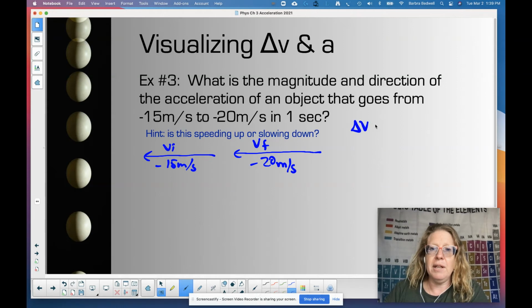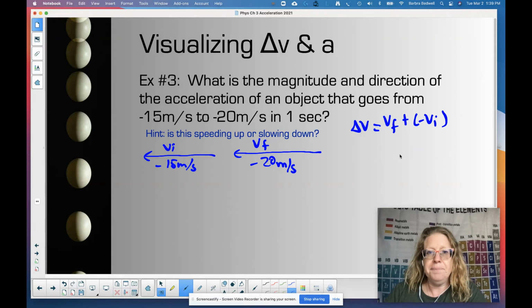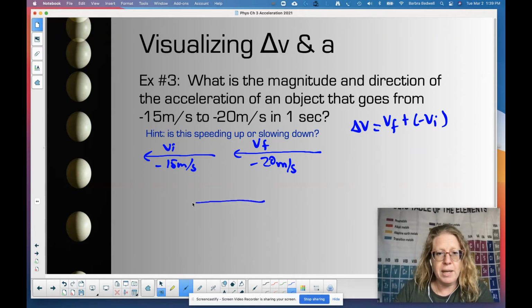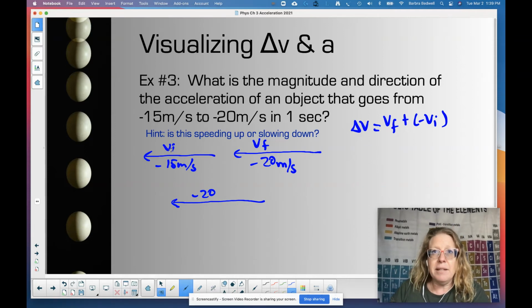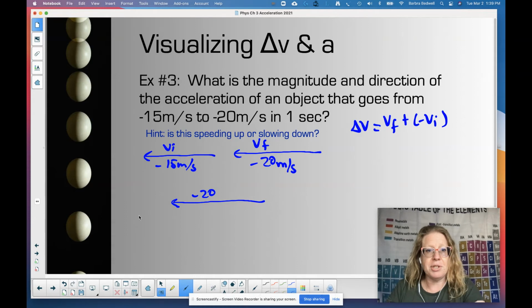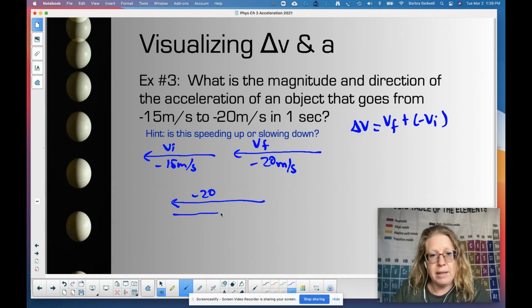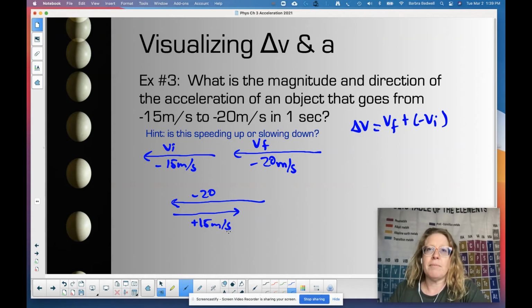So if we're going to do delta V, we have to do VF plus negative VI. Okay, so VF goes this way. There's our negative 20. And then VI, we're going to add it tip to tail, and we're going to flip the direction of it. So now we're going to go back this way, 15. So we're going to make this plus 15 meters per second. Okay, so now where does it go? Our final resultant vector starts at the tail of the first vector and ends at the tip of the second vector. So that means it's going this direction.